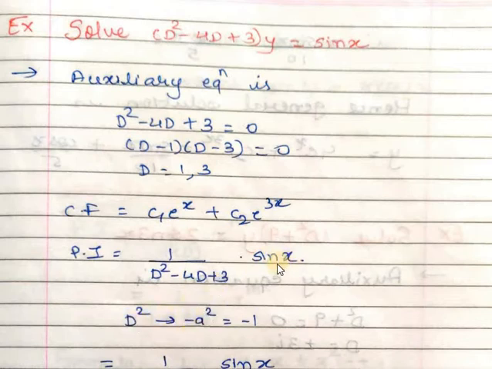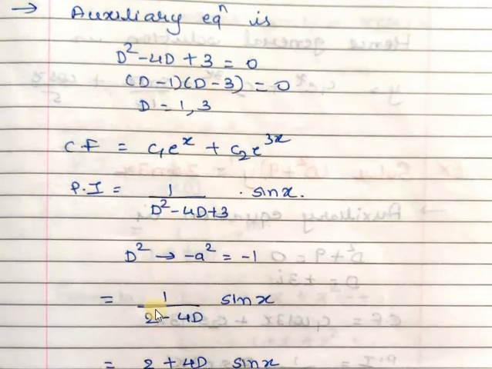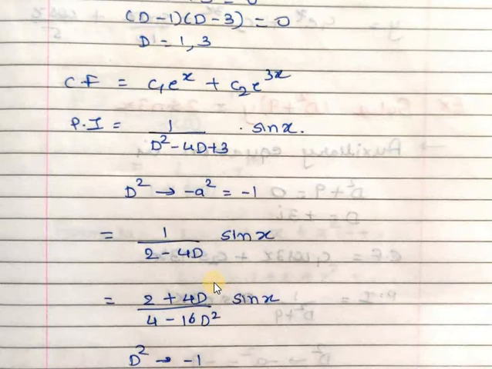Now what is a? Here a is 1 because the coefficient of x is 1. So D² is equal to −1. So here we will replace D² by −1. So here it will be 1 divided by (2 − 4D), because 3 − 1 is 2, into sin x.